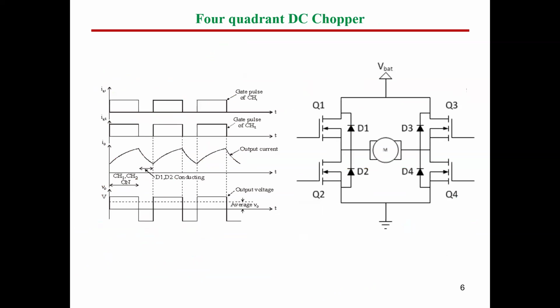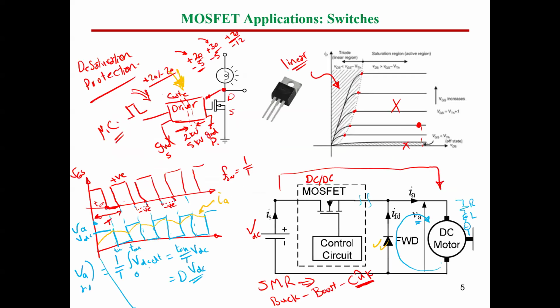Here we have a different circuit. It's used for controlling the motor speed and torque. This is called a 4-quadrant DC chopper. So the first one here, this is a DC to DC converter.